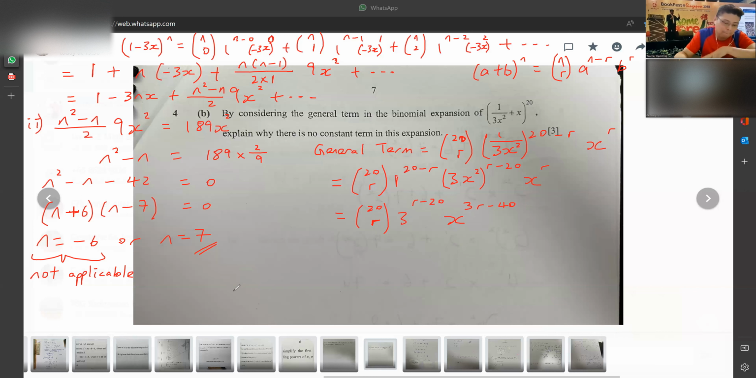You think for one moment. Under what circumstances you have a constant term, when your x is 0? No, x is not 0. If x is 0, the whole thing disappears. X power 0. The indices for x is 0. So you examine this formula carefully. The indices for x is your 3r minus 40, isn't it? So before you write 3r minus 40 is 0, you need to explain how come you're equating 3r minus 40 equals 0. Anyway the question is asking you to explain, so you cannot run away from writing some theory. So you can write constant term, right?